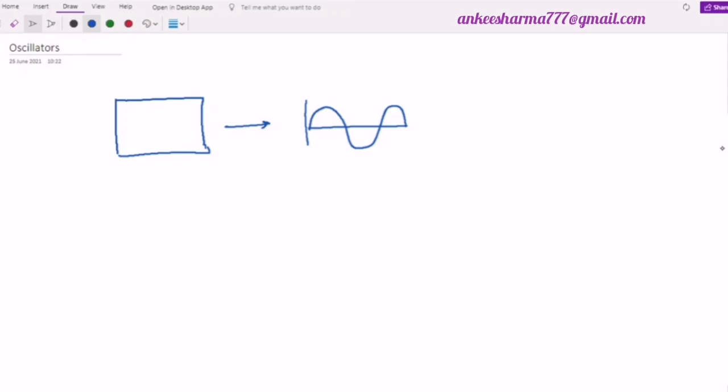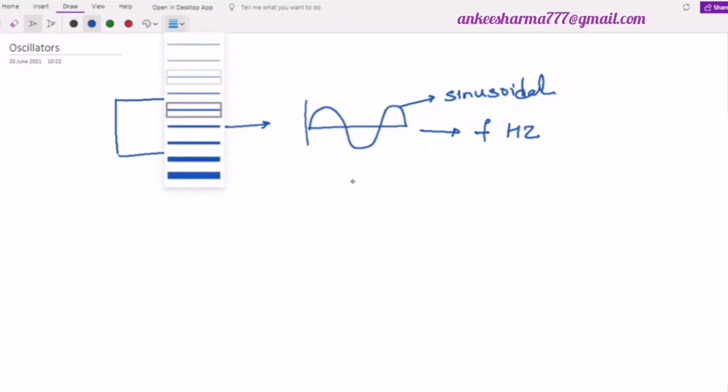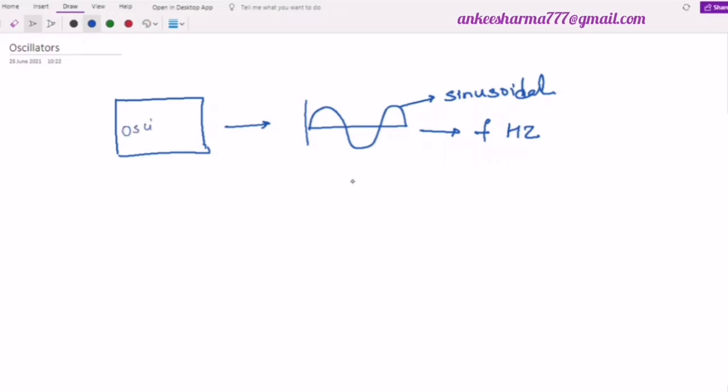And definitely when I say that this is my sinusoidal signal, a frequency will be attached to it, means f in hertz, I must say. So this frequency is the frequency of the oscillations of this sinusoidal signal, which this box, called here an oscillator, is capable of generating, right?